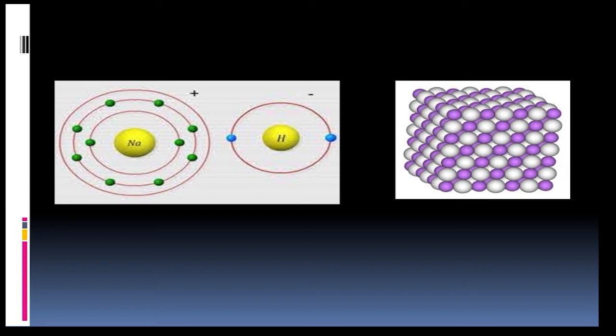And now the configuration of hydrogen has become 1s2 because it has gained one of the electrons from sodium. Okay, so this is sodium hydride, one of the ionic hydrides that is formed between alkali metal sodium and non-metal hydrogen.